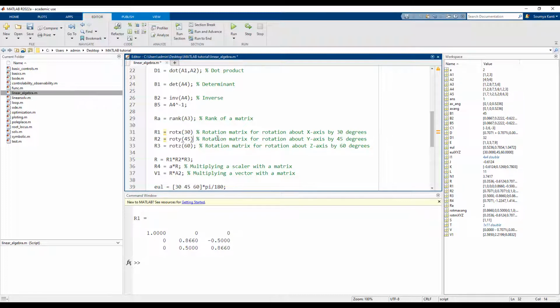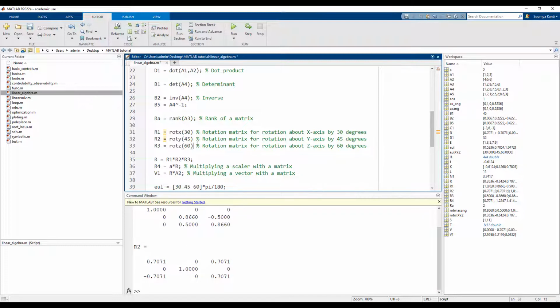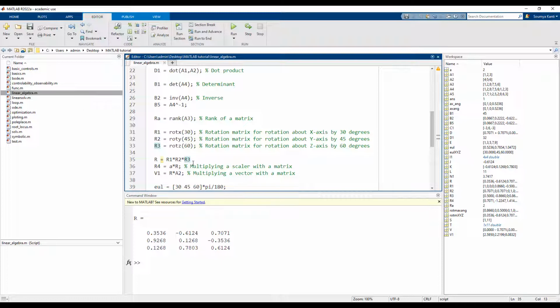Similar thing, you can do this rotation in Y, and this is rotation about Z. Okay. And in a similar way, you can actually multiply rotation matrices, similar to the Euler angles we had. Like if you want to multiply R1 times R2 times R3, you can do it like this. But please remember that the dimension should be consistent while multiplying matrices with other matrices or even vectors.